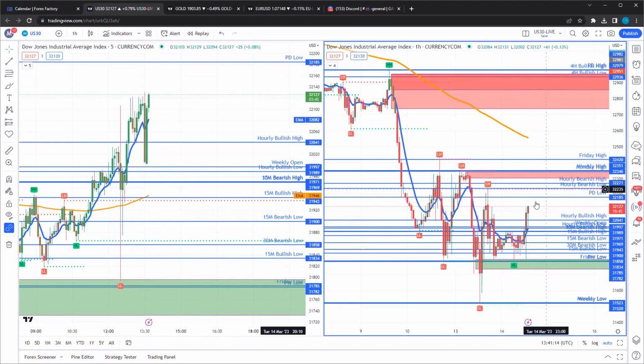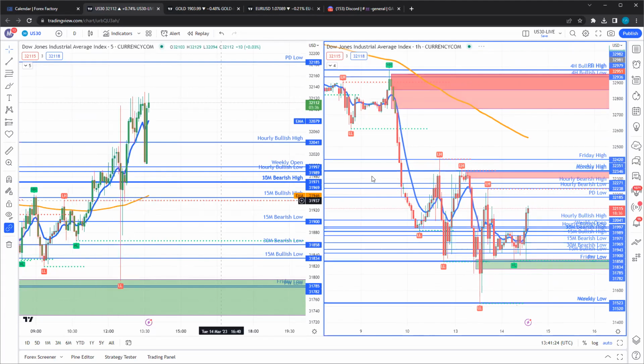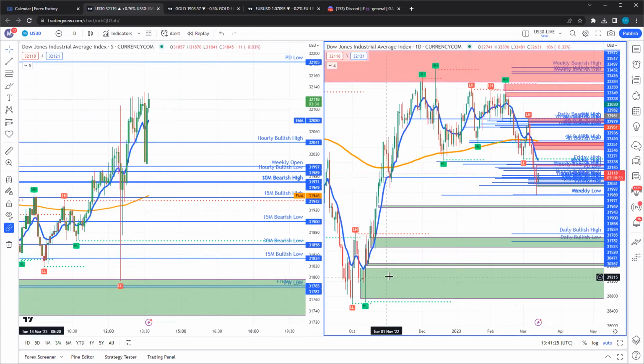So if we look at where US 30 is headed for a possible reversal, because overall, remember, our overall bias is a sell all the way to the 29,000 area. So the next stop after this will be the 31,200 area, then 30,200, and then the 29,000 area.